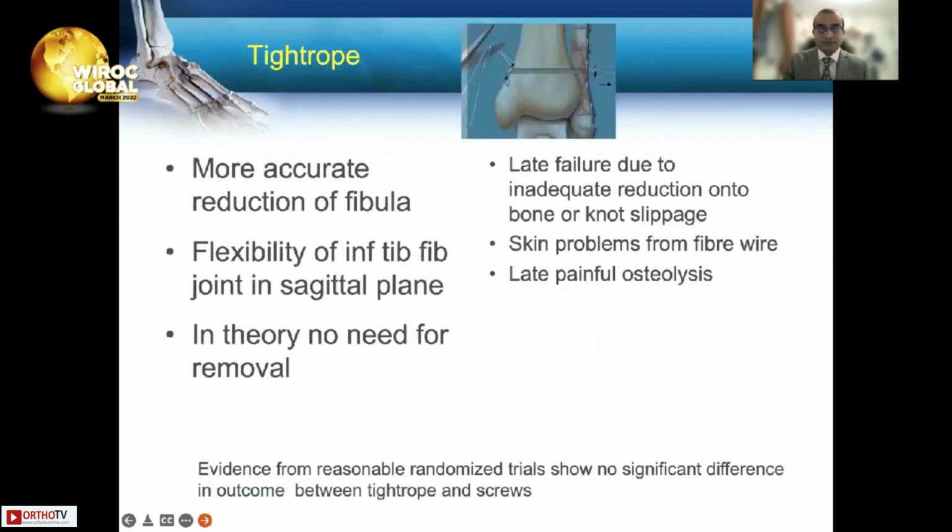of reduction. Tight ropes can be used to stabilize the inferior tibiofibular syndesmosis, and they are very effective in reducing them in most cases, but ineffective in patients who have a high fibular fracture with significant shortening of the fibula, as they are unable to restore that fibular length. In those scenarios, we recommend screws. There are advantages of tight ropes in that they don't need removal in most cases, but they can cause late failure, problems due to the fiber wire, or osteolysis.